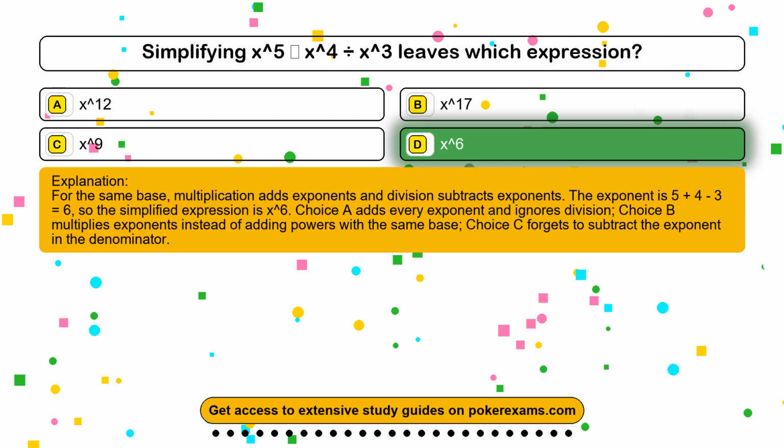For the same base, multiplication adds exponents and division subtracts exponents. The exponent is 5 plus 4 minus 3 equals 6, so the simplified expression is x^6. Choice A adds every exponent and ignores division. Choice B multiplies exponents instead of adding powers with the same base. Choice C forgets to subtract the exponent in the denominator.